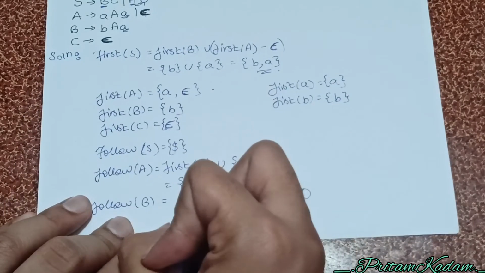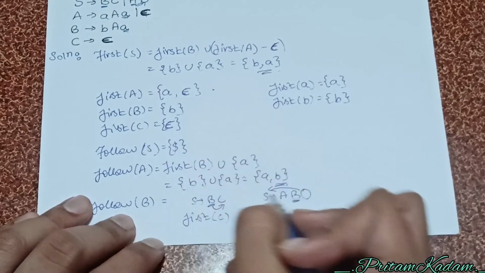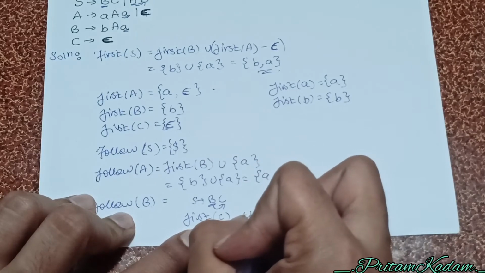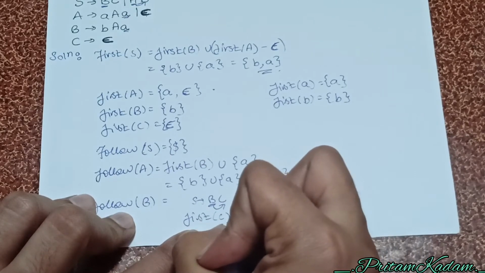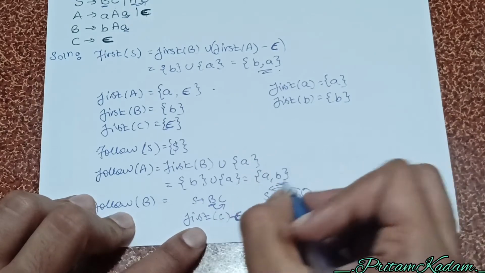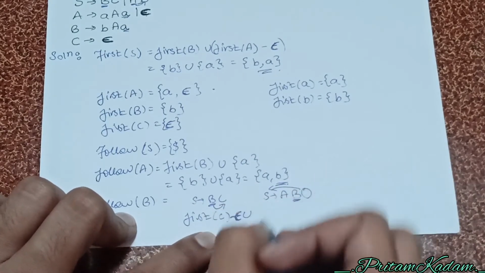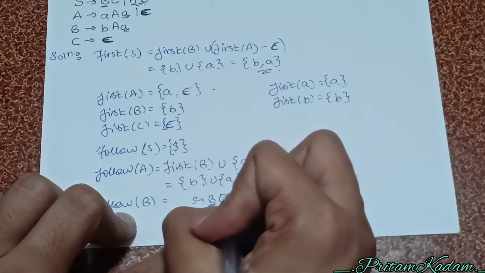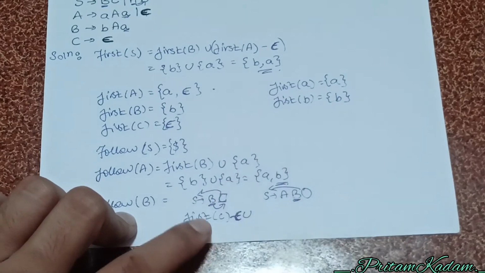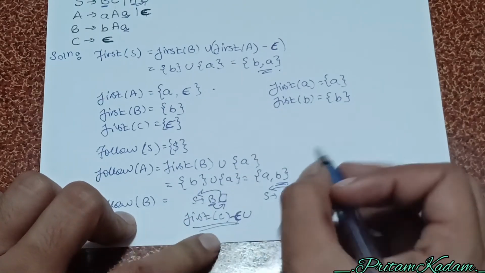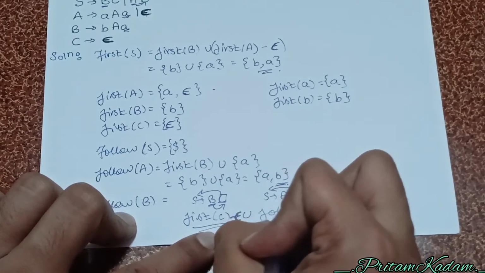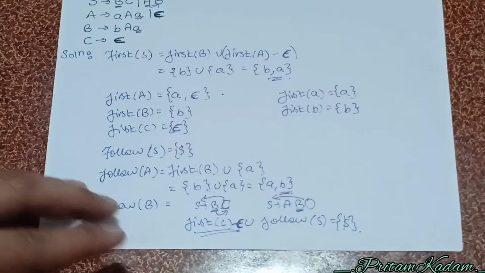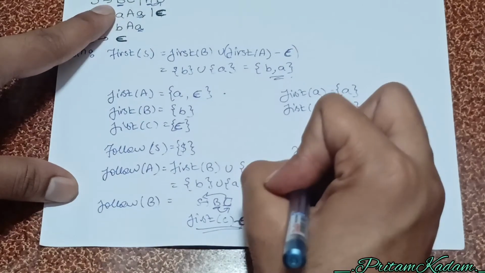So it will go to the follow of S, as we will see the first of C, but I will remove the epsilon, so I will not write anything from first of C as it was only containing epsilon. Union follow of S, because if C was replaced by epsilon, then it will be S gives B, and in the second production also there is nothing after B. So follow of S over here is equal to dollar only. Okay, so we have got the follow for capital A and capital B.